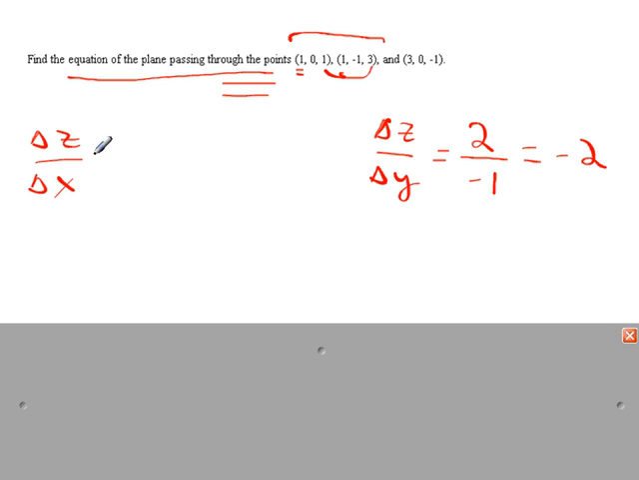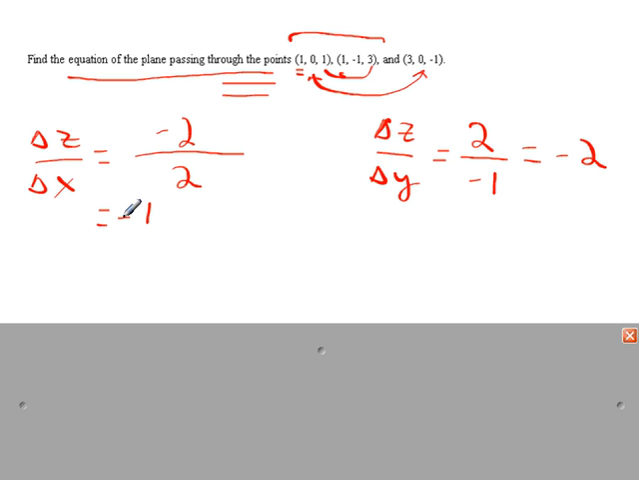Okay, now we need to find a point where my y value doesn't change so that I can see how z changes with x. So if I look at the first and third point here, I notice that when my x value goes from 1 to 3, so it increases by 2, my z value goes from 1 to -1, so it decreases by 2. So this has a slope of -1.